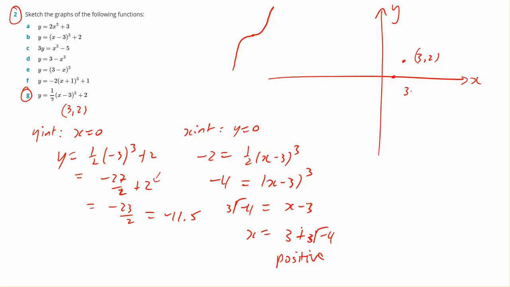So that's 3 plus root of negative 4. And I'm expecting my y-intercept to be 11.5 below. So if that's true, 2, 4, 6, 8, 10, 11. So it's somewhere over here, negative 11.5. So I've got all my ducks in a row.